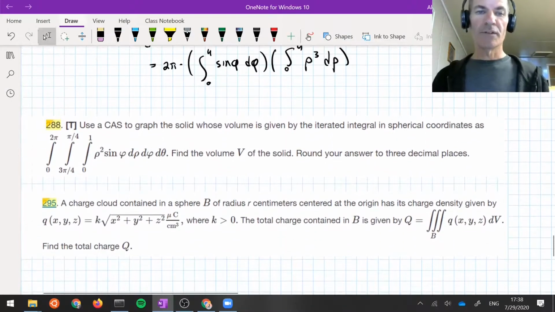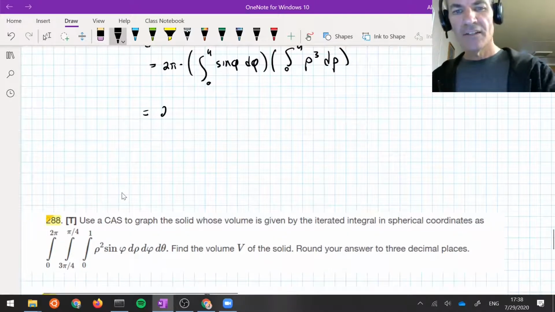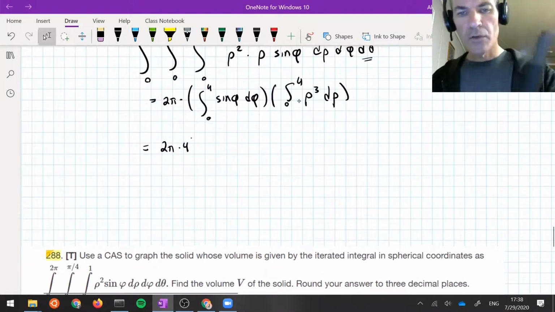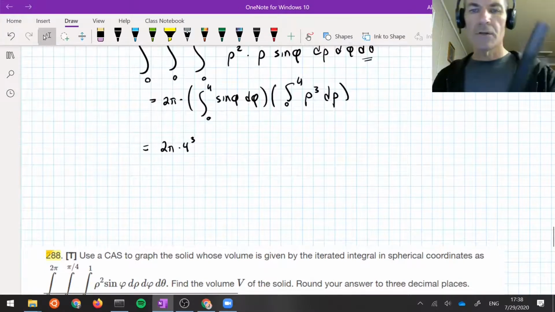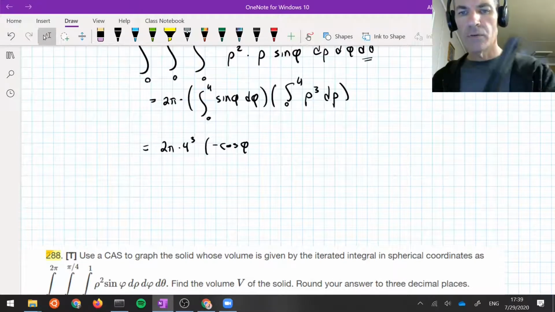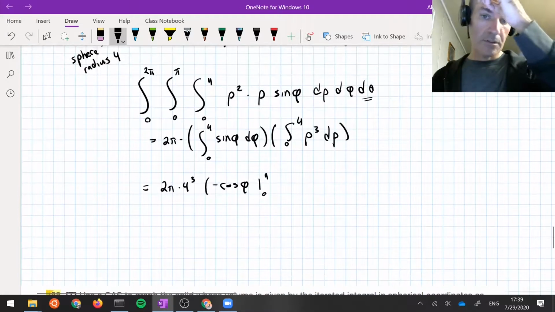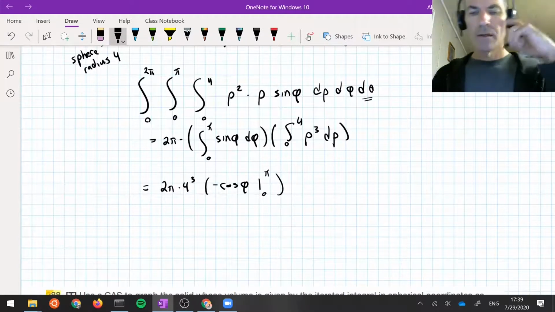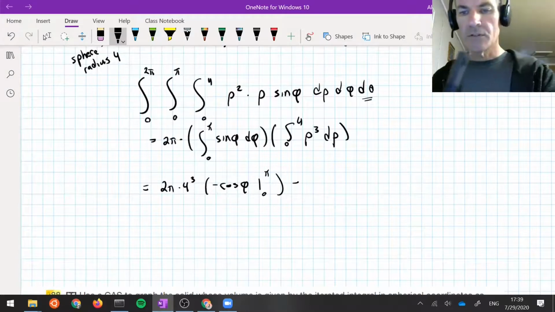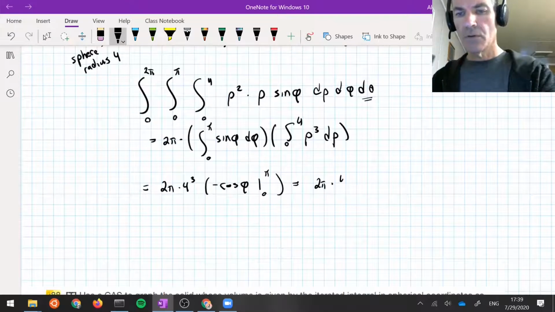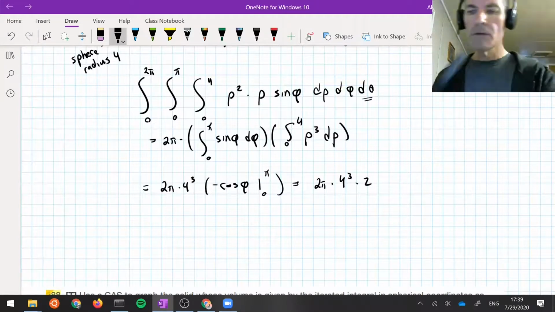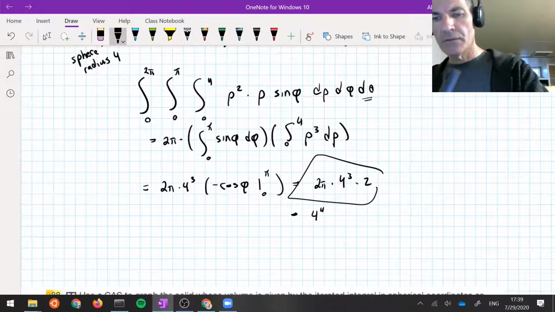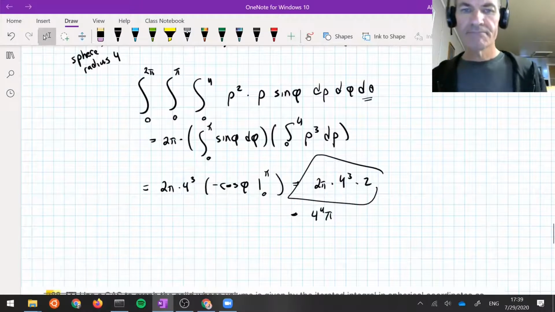This looks really familiar to the previous example. That's okay. 2 pi. The rho integral is rho to the 4th over 4 from 4 to 0. That works out to 4 cubed. This guy is going to go up to minus cosine phi, and we're going to evaluate that from 0 to pi. Plugging in pi, plugging in 0, subtracting, we're going to get 2. So that's 2 pi times 4 cubed times 2. Final answer. You could clean that up a little bit more. In fact, 2 times 2 is 4, so we get another power of 4, so that could be 4 to the 4th times pi. That's a nice clean result.